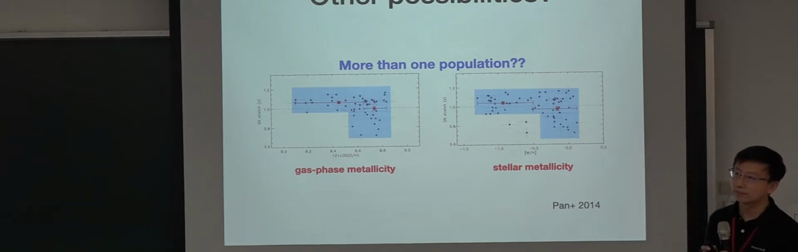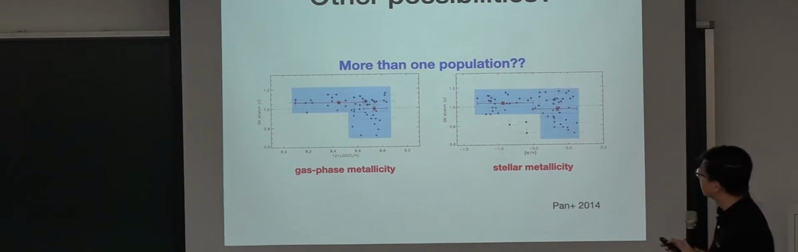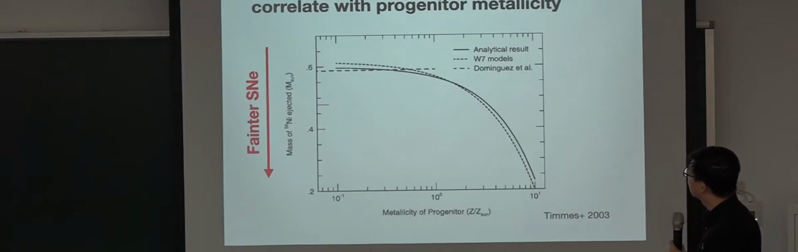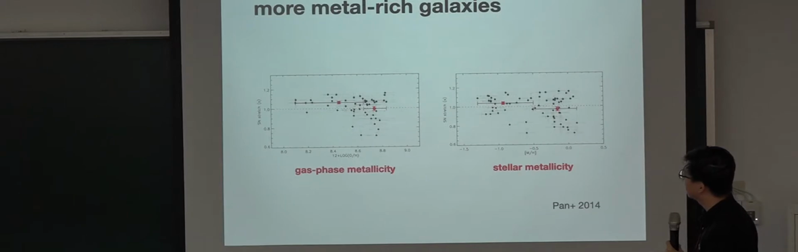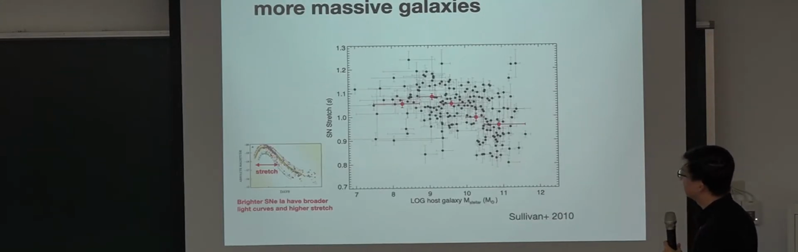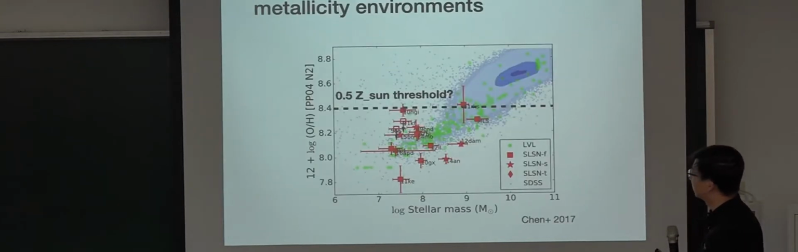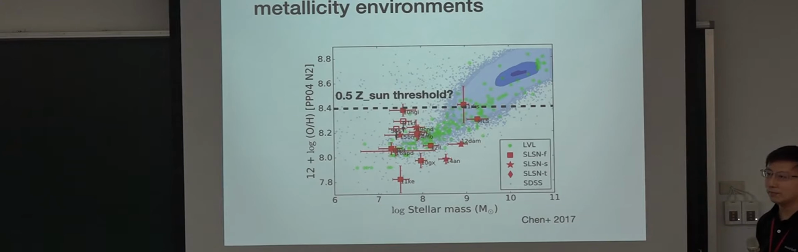Earlier on, you had a plot of just the galaxy metallicity versus galaxy mass, the mass-metallicity relation, and then you put on there the host of the superluminous supernova. Yes, that one. So how do ordinary core collapse supernovae look on this plot?